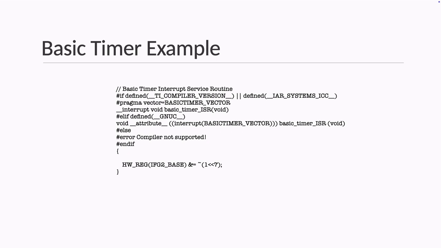In the MSP430, we need to define a function that will be called every time there is an interrupt. In this code, we are defining a function called basic timer ISR, and this function is mapped to the basic timer interrupt. Every time the timer triggers an interrupt, this function is called. And we also clear the interrupt flag in the timer and wait for the next interrupt to occur. This is the basics of how the timer works and how you can configure it.